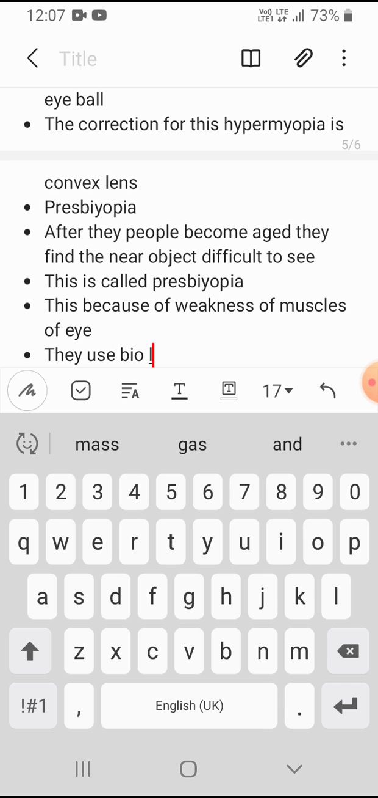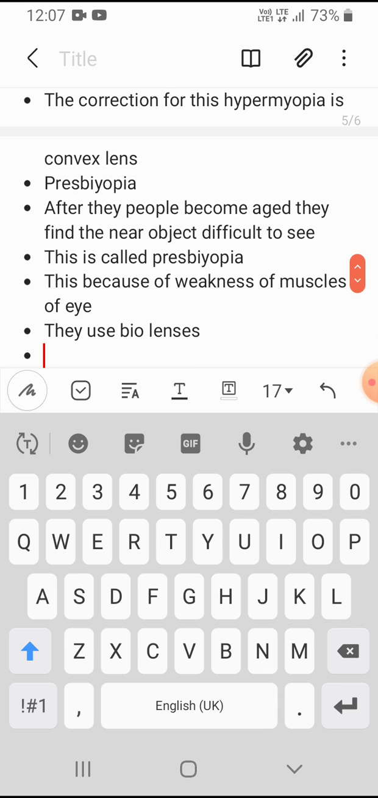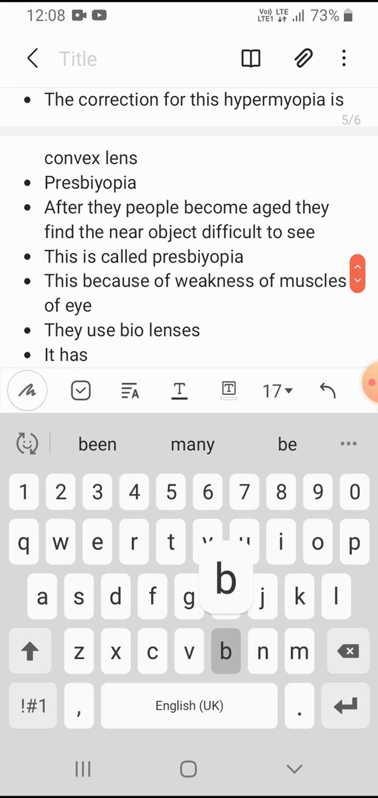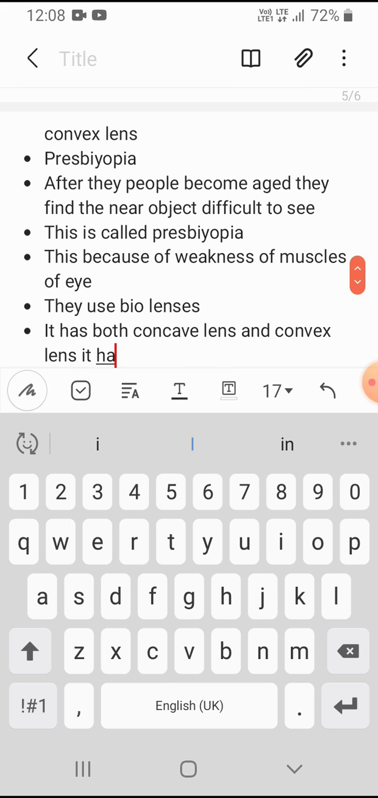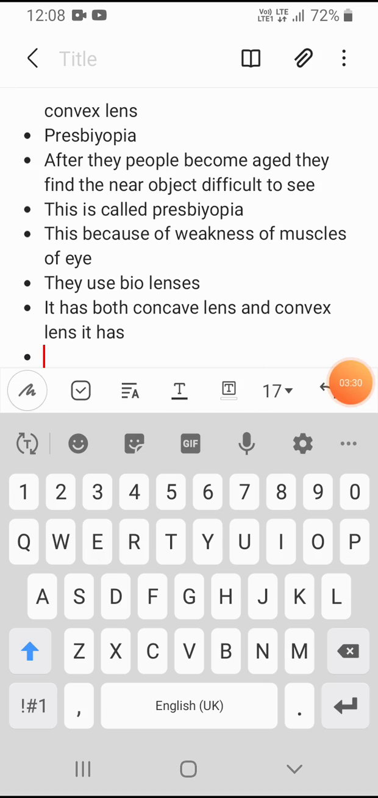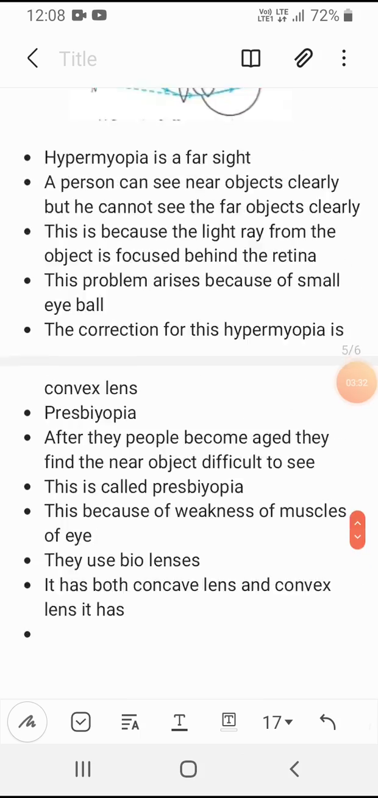So they use bifocal lenses. The bifocal lens has both concave and convex lens. It has a concave lens and a convex lens. It has both. So this is presbyopia.